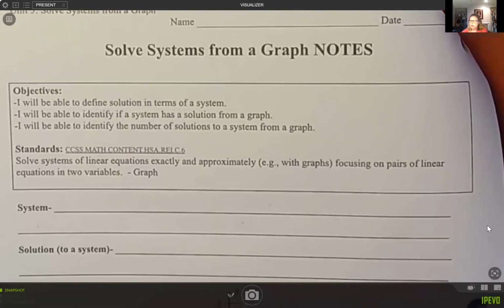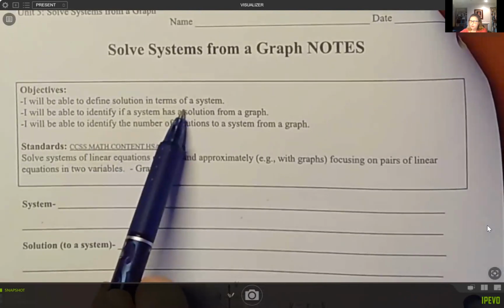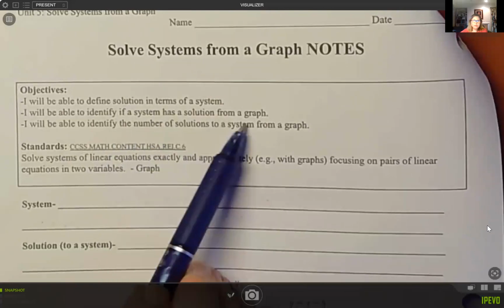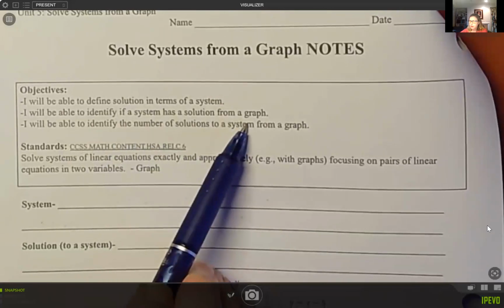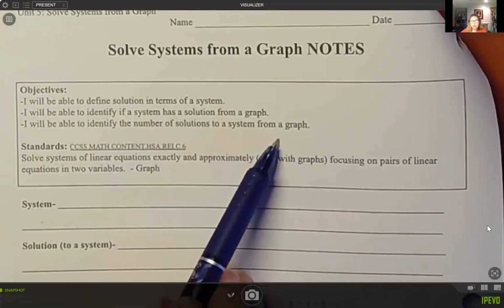Our learning targets today are that we will be able to define a solution in terms of a system, that we will be able to identify whether a system has a solution from a given graph, and that we will be able to identify the number of solutions to a system given a graph.